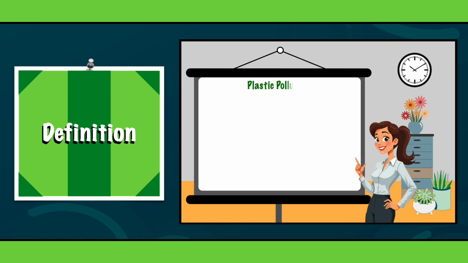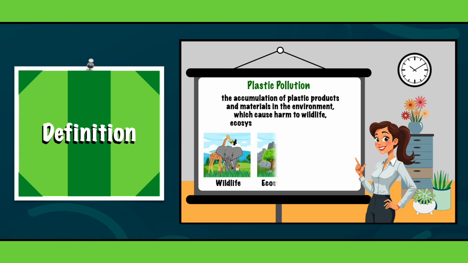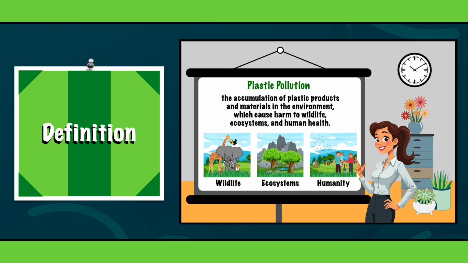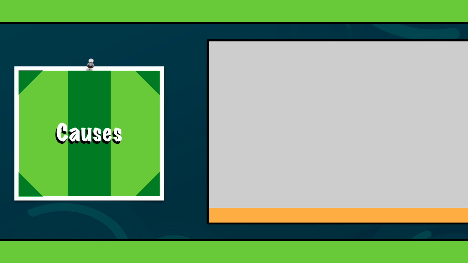In essence, plastic pollution refers to the accumulation of plastic products and materials in the environment which cause harm to wildlife, ecosystems and human health. But how does it even get there? Let's explore the five main causes of plastic pollution.